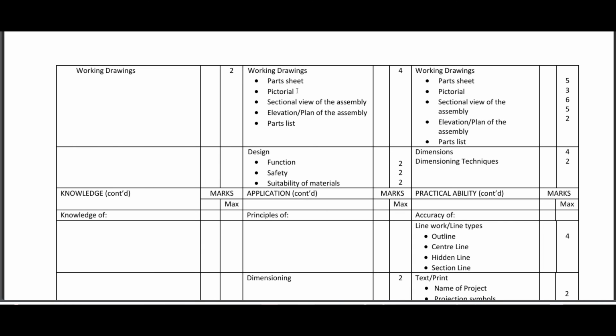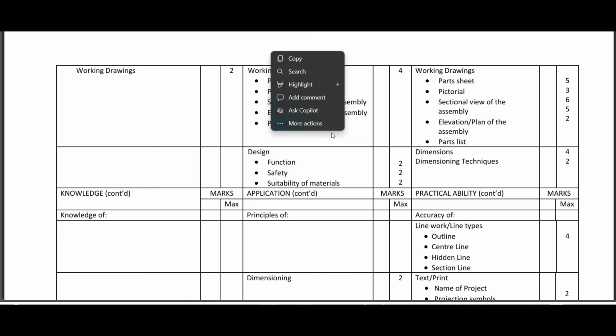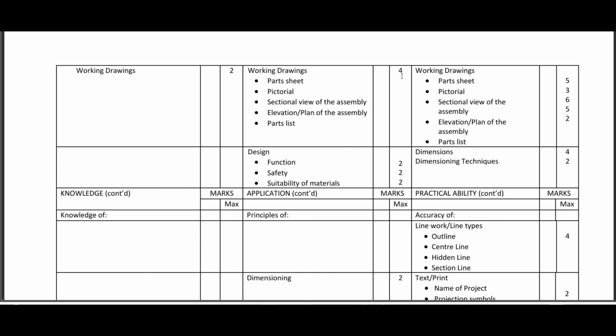Often a person does an isometric for your pictorial, so that's that. Sectional views of your assembled drawing. Alright, so a cross section, you should know what that is. And elevations for the assembly, and then finally your parts list. Alright, so it's either you have it or you don't, and you get your 3 marks there.